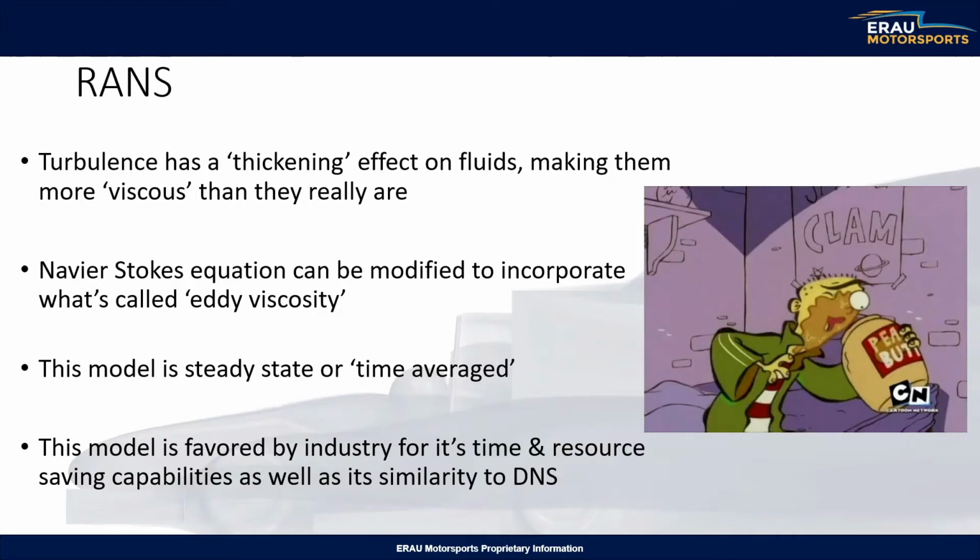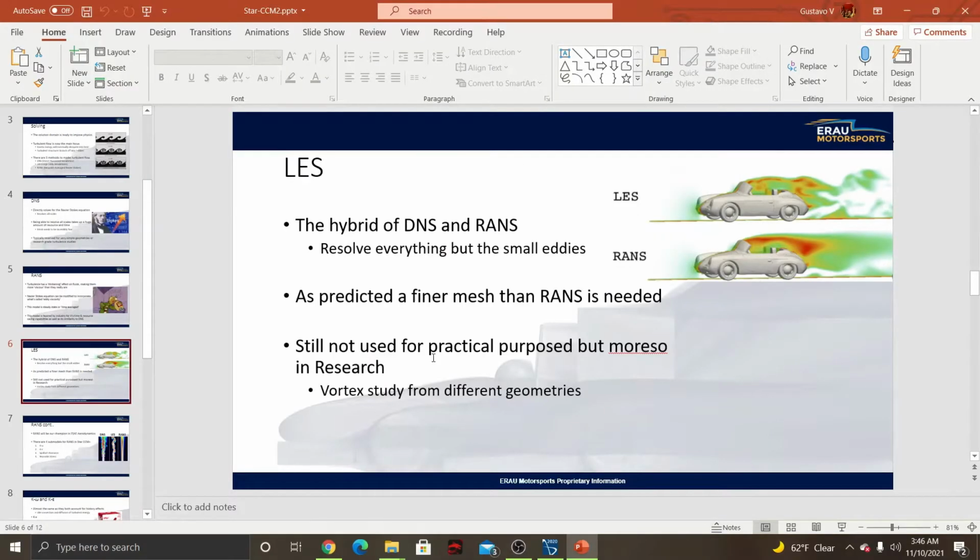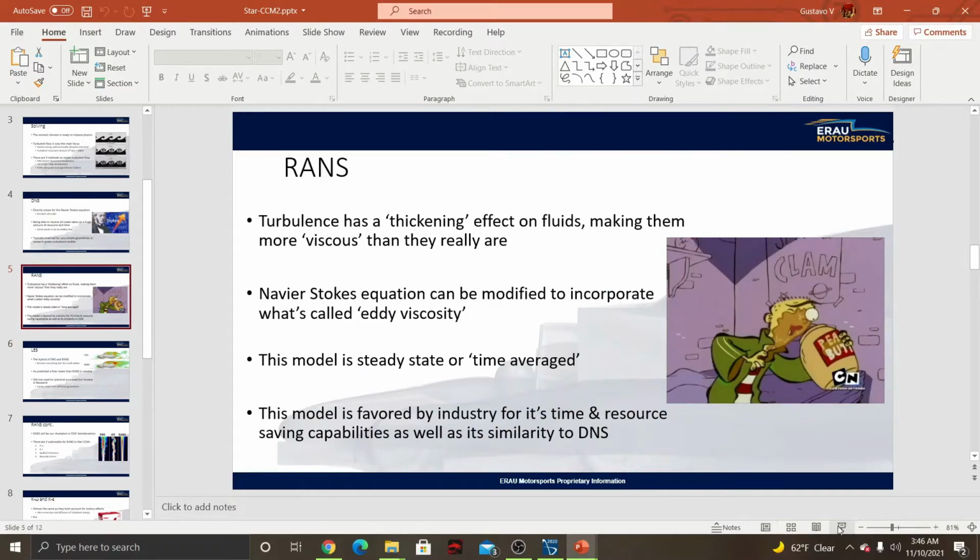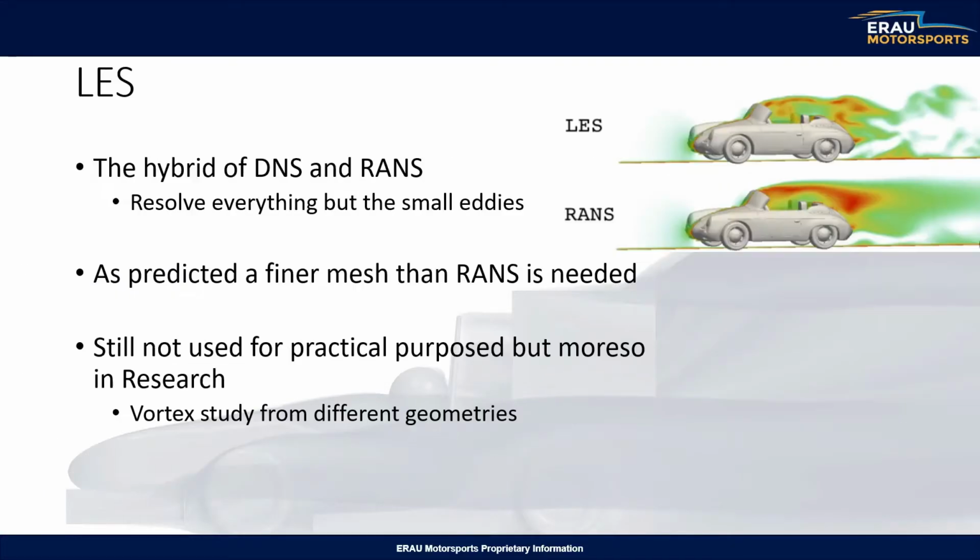This turbulence model is favored by industry for its resource and time saving abilities, as well as its overall similarity to DNS. This is what most of our simulations will be done under. So on one end we have DNS, which is the most accurate but most time and resource consuming, and on the other end we have RANS, which is the least accurate but least time consuming and relatively accurate.